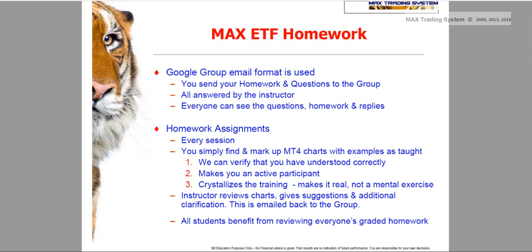Eusebio makes an assignment near the end of each class session, and then you have several days or more to complete your homework and get it back to him. And he will evaluate what you have done and allow you to know something about how well you are progressing in learning the MAX methods and concepts.